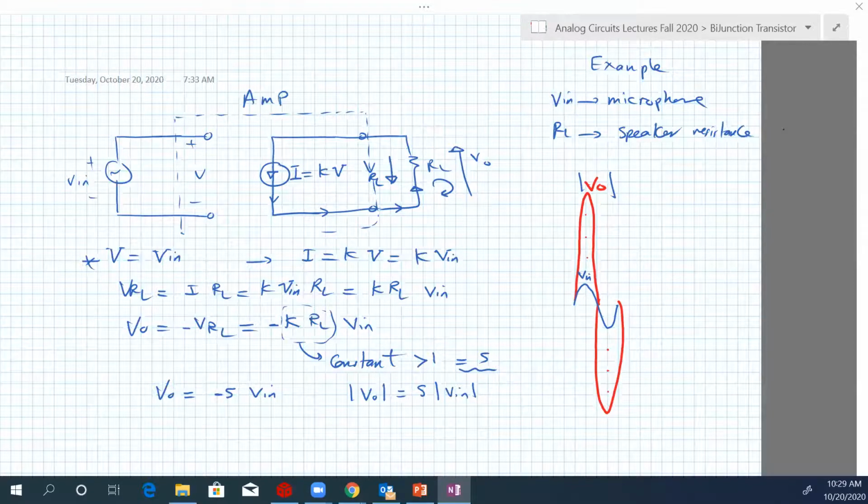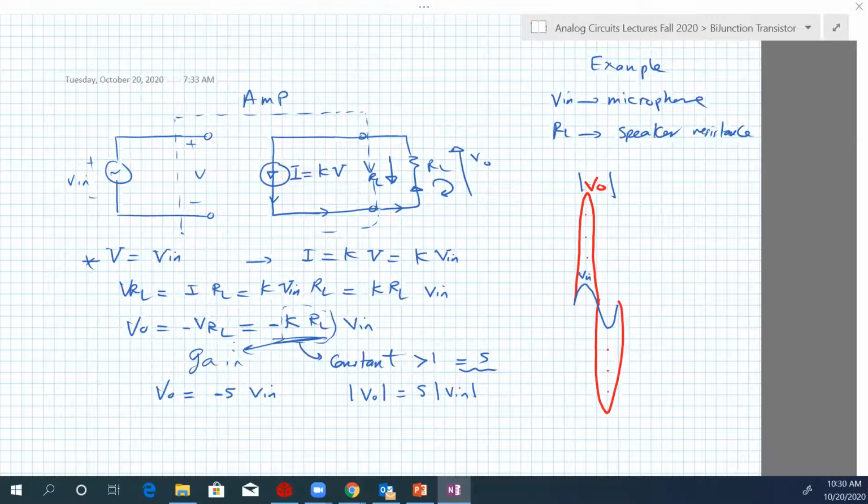And if you guys can see, we can control the gain. This is called the gain. Using this knob here, you can make it large or low, based on your preference. This is a practical example.